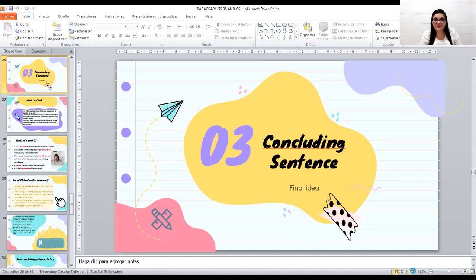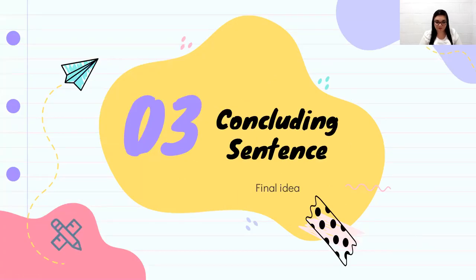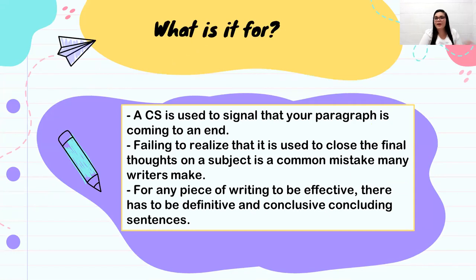What you see now is an explanation of the third part of paragraph writing, the concluding sentence, or the final idea of the paragraph. What is it for? Why do we need to conclude our paragraphs? Well, remember that a concluding sentence is used to signal that your paragraph is coming to an end. Failing to realize that it is used to close the final thoughts on a subject is a common mistake many writers make. We just want to end the paragraph. We finish, but we never said that we were concluding. So we need to give our readers a sense of ending, but an ending that has really reached an end.